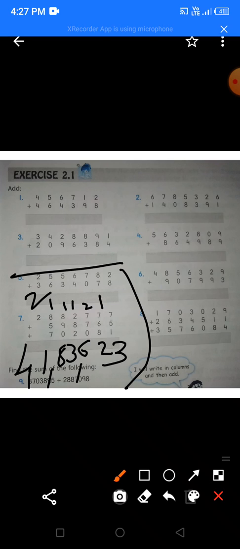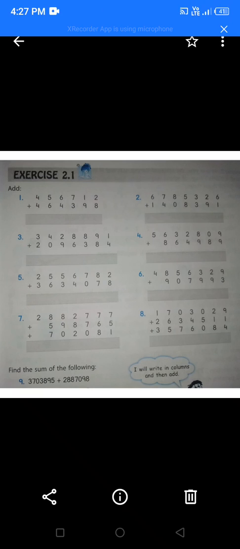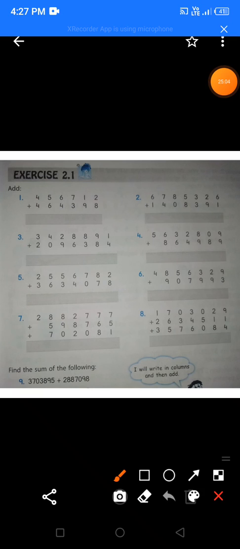Okay children? Yes. Now we will solve question number 8. Now the same way you will add. Okay. So look here. 9 plus 1 plus 4. Now 9 plus 1 is 10. 10 plus 4 is 14. So I am writing here 4 and I have carried 1.